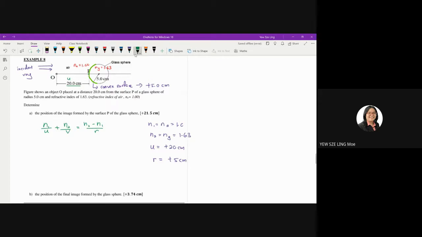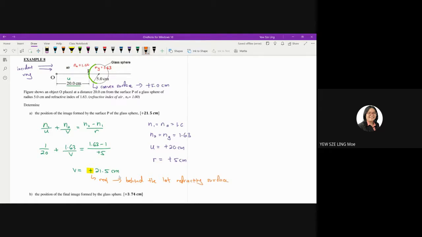So let us substitute all of this into our equation. We have 1/20 + 1.63/v = (1.63 - 1)/5. So v is equal to positive 21.5 cm. This 21.5 cm, if you look at the sign convention, shows that this is a real image, and therefore it should be formed behind the first refracting surface.